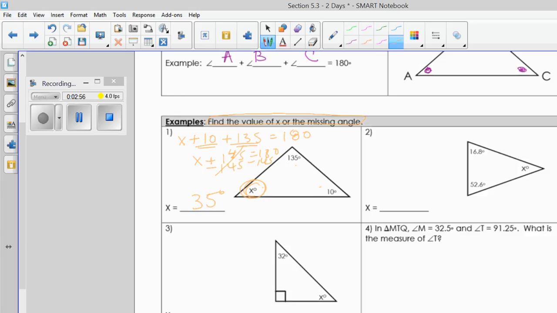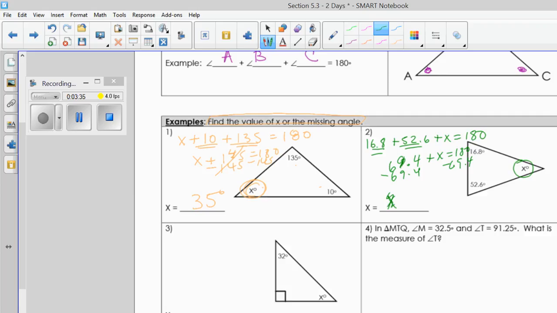So number two. We have three angles of our triangle. We are missing this angle right here. So we're going to add them together: 16.8 plus 52.6 plus x equals 180. All three angles of a triangle add up to equal 180 degrees. So when we combine like terms, 16.8 plus 52.6 is 69.4, plus x equals 180. So we're going to subtract 69.4 from both sides.